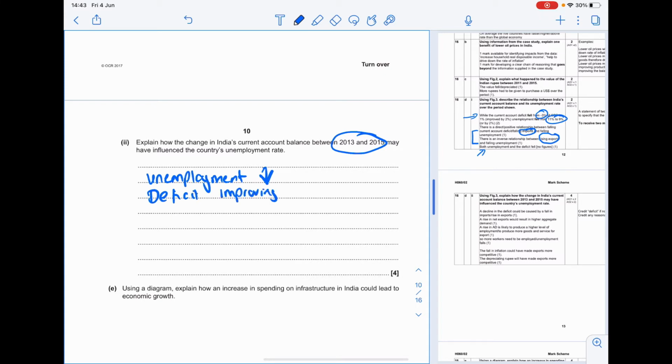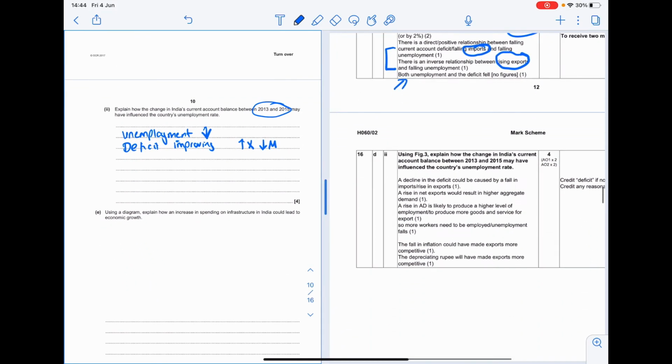If the deficit is improving, what that means is that exports might be increasing, imports might be decreasing. So why would that influence the unemployment rate? Well, if exports are increasing, then you've got more demand for UK goods, and therefore you might need more workers to produce those goods, and more workers to produce those goods means that you're going to have a reduction in unemployment. So if we go over to the mark scheme, check out how they're doing that.